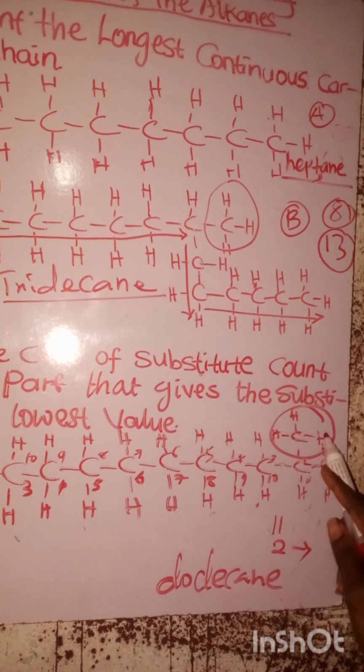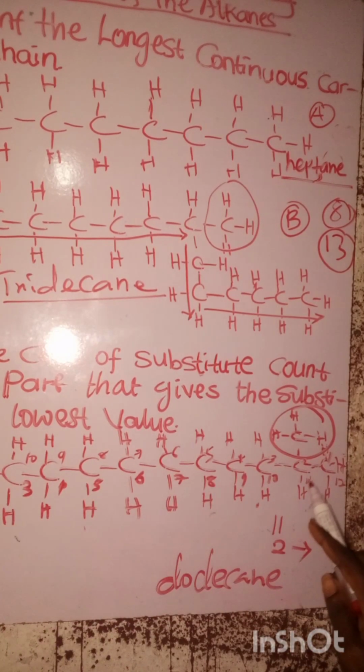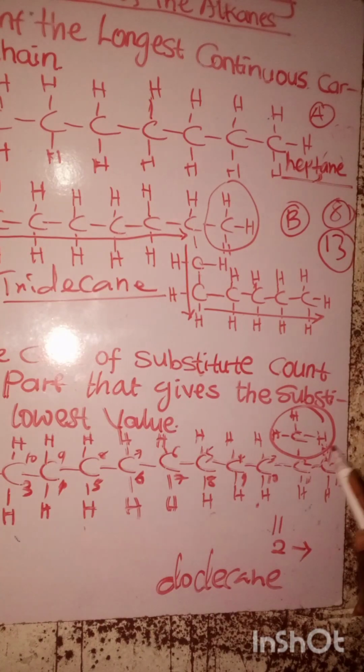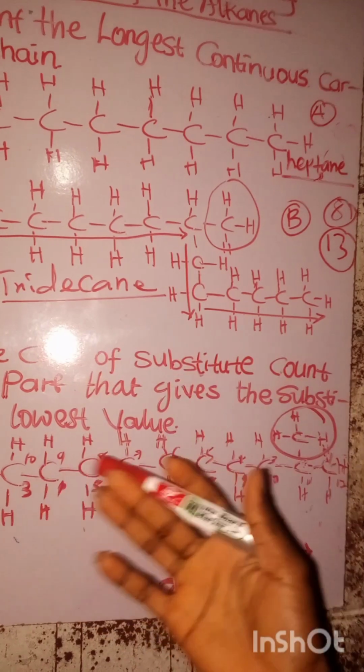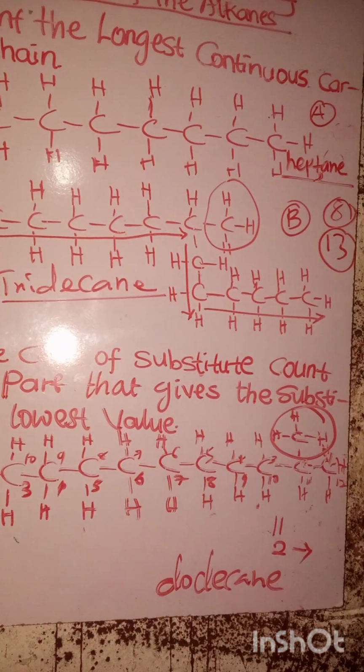This part will make our substituent to be found at carbon number 11, while this part will make our substituent to be found at carbon number 2. So now that we found a substituent at carbon number 2, giving it the lowest value is just like giving respect to your father before your elder brother. So that's what we did here. So regard your father first before your elder brother. So that's what we do here.